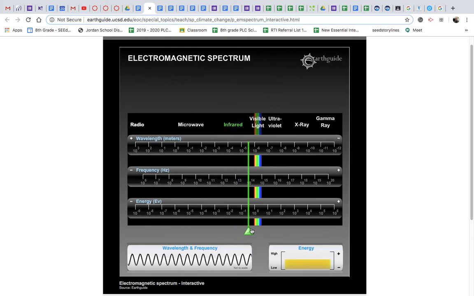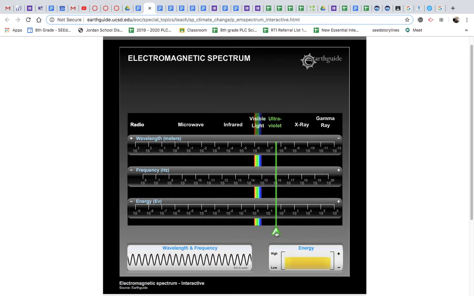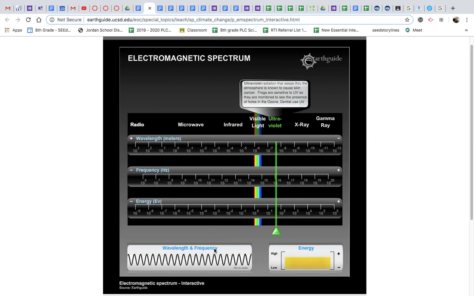Okay, we move it up to the visible light. This is the stuff we can see. Okay, visible light has a medium wavelength. It has medium amount of energy, and you can see the colors that we can see based on those visible light. Now if we move it up into the ultraviolet range, now we're starting to get, it may still count as medium, but we're starting to get into the high energy and shorter wavelength.